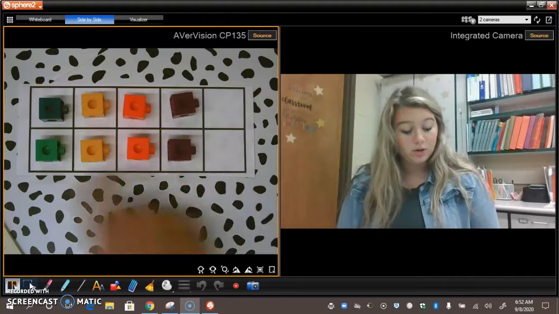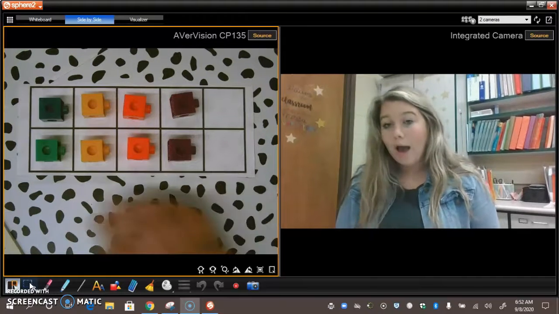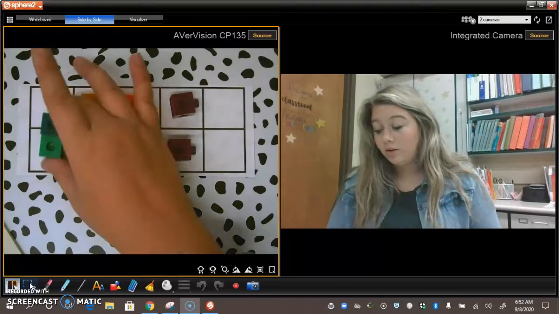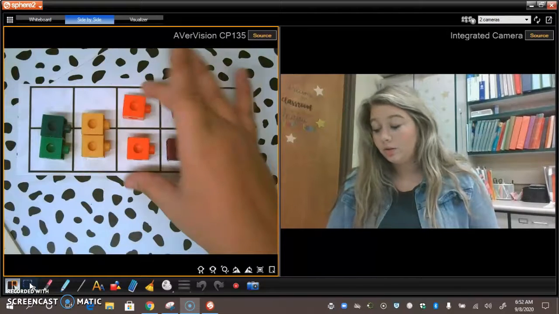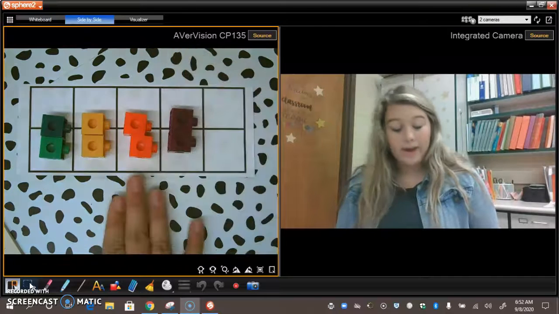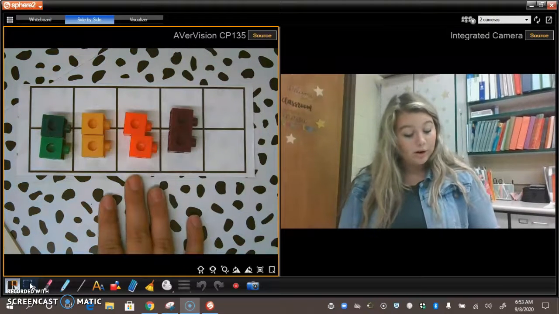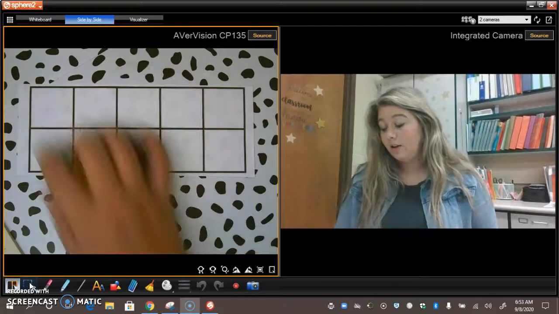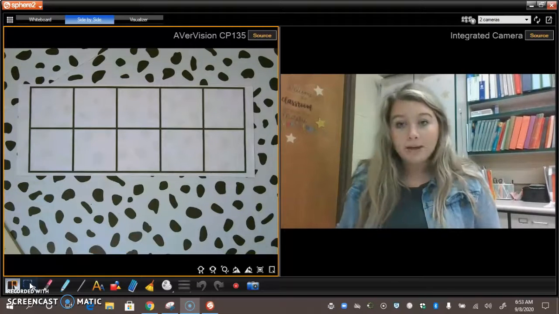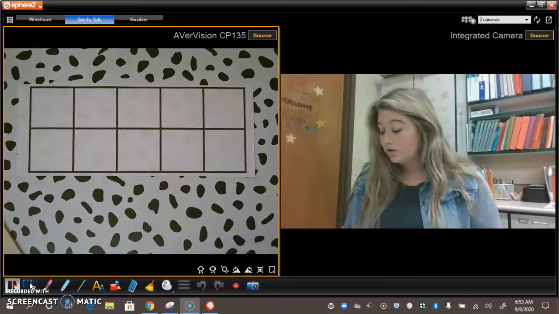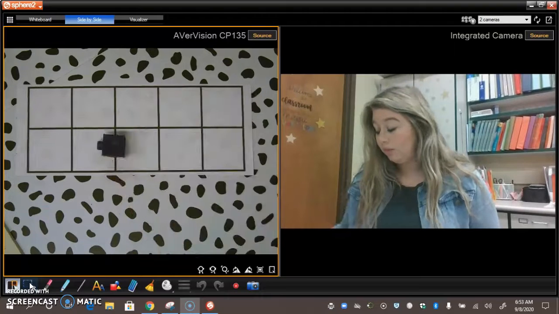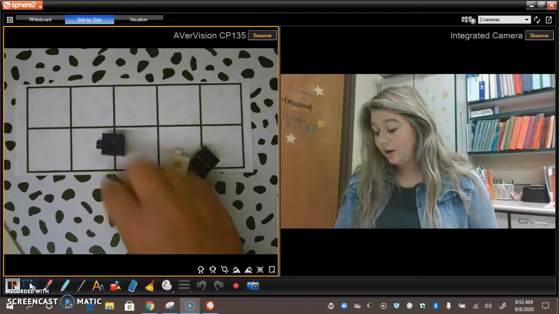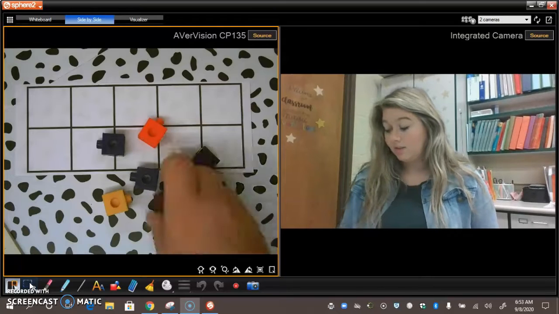Now, we arranged all of our cubes in pairs. So how many pairs are there? Well, let's count. We have 1, 2, 3, 4. So 8 cubes makes 4 pairs. Now I'm going to take these out and we'll say that Becca has 7 cars. So let's count out 7. 1, 2, 3, 4, 5, 6, 7.